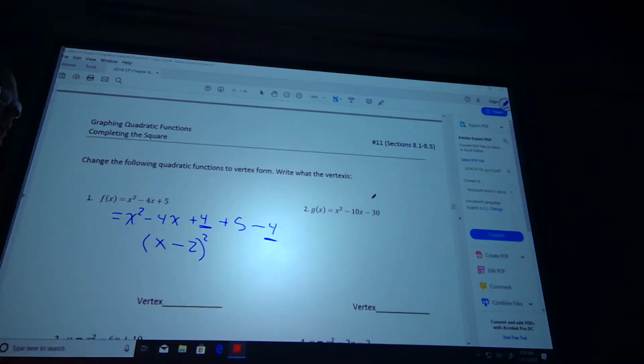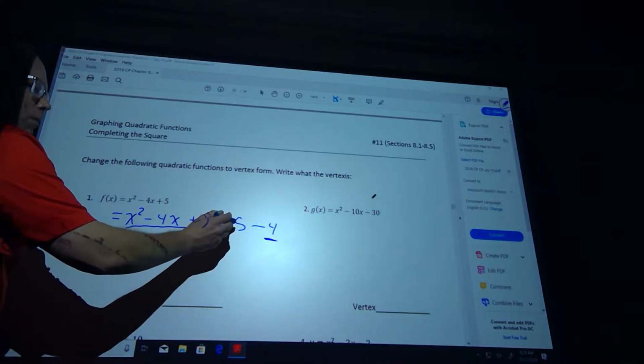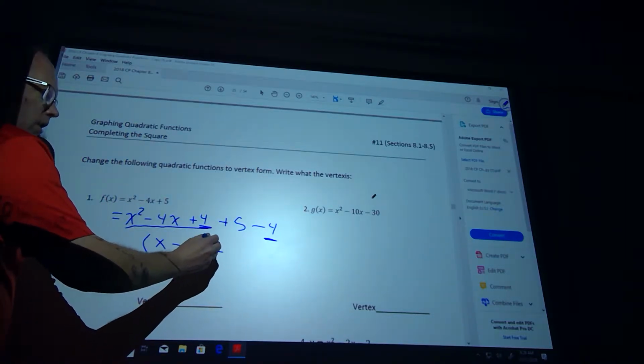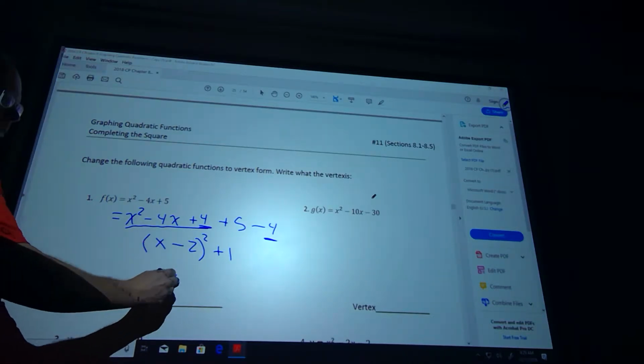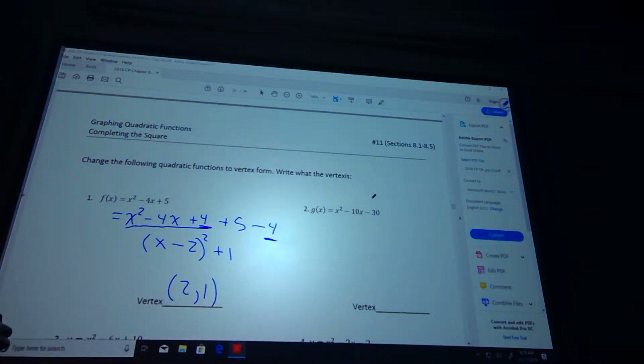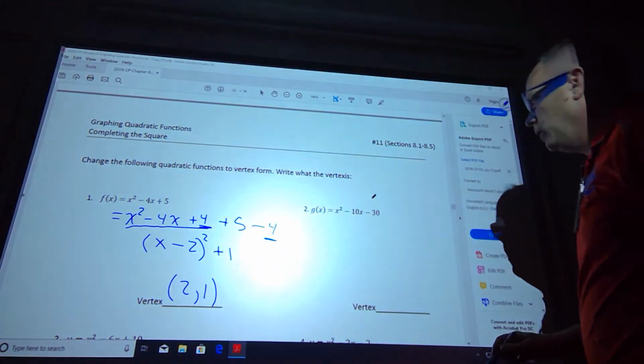Those would cancel out if you were to add them together, but we don't want to do that because this is my complete square. Then I'll go positive 5 minus 4, so I get plus 1. So my vertex, this is now in vertex form, will be at (2, 1). Okay?